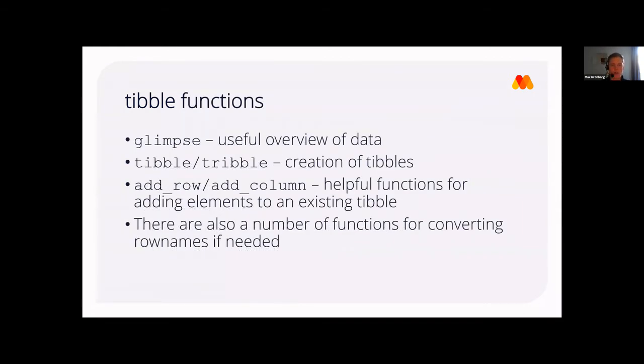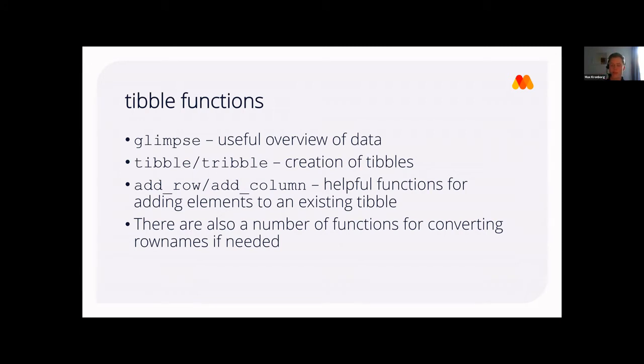There's a few different functions you can use for them. You can use glimpse to get a useful overview of the data. Tibble is a function you use to convert a data frame, for example, into a tibble. And then tribble is a way to manually create a tibble with your own input. If you use the data frame constructor function, well, I'll show you how this works.